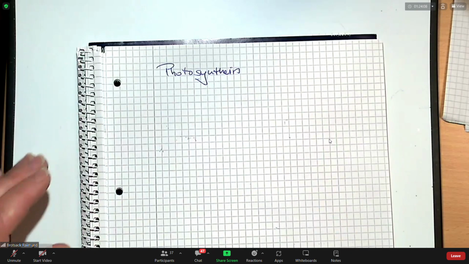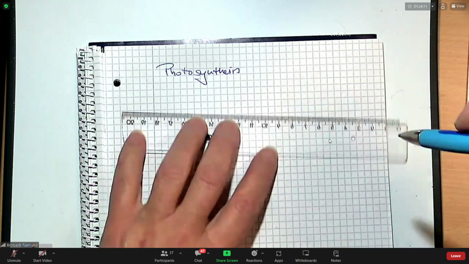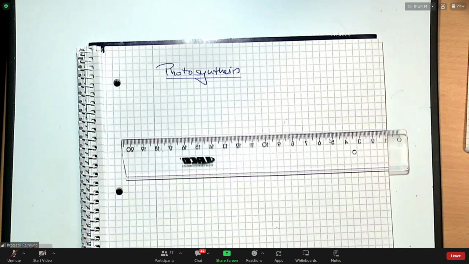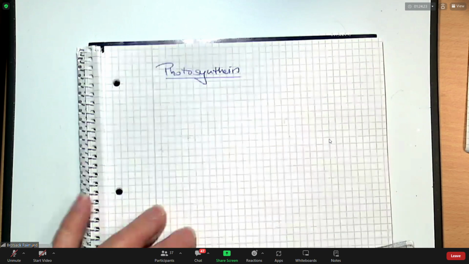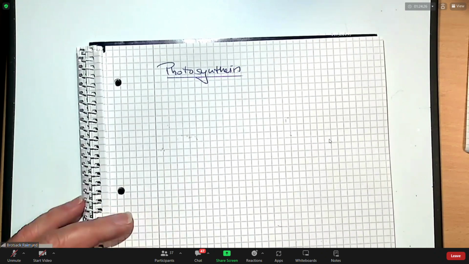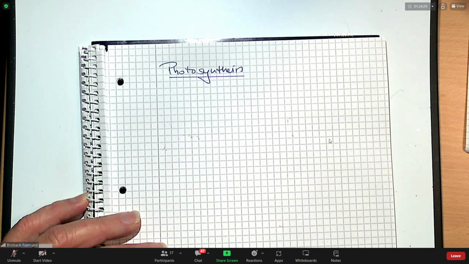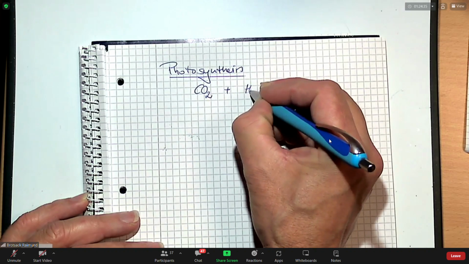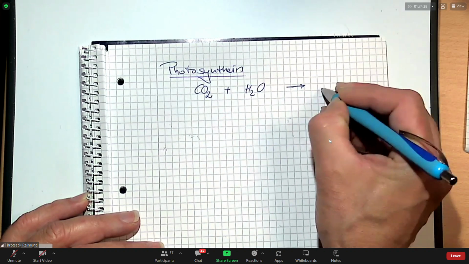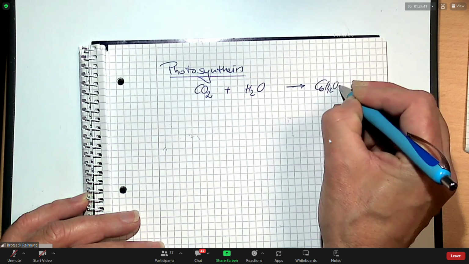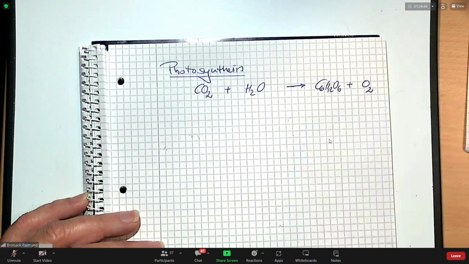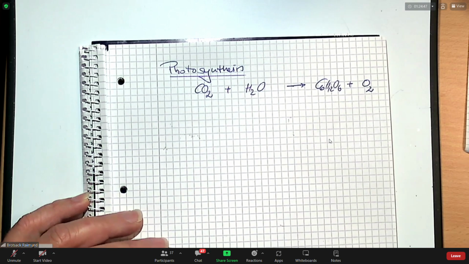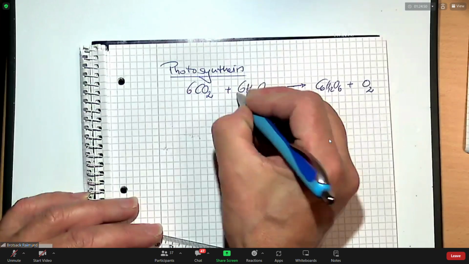I always try to give you some examples to show the relevance of these more or less theoretical things. It's a lot of things, I know, but we need it really in professional life. The photosynthesis. Do you know the chemical equation for the photosynthesis? CO2 plus H2O plus O2. Now please balance it. 6, 6, and 6.